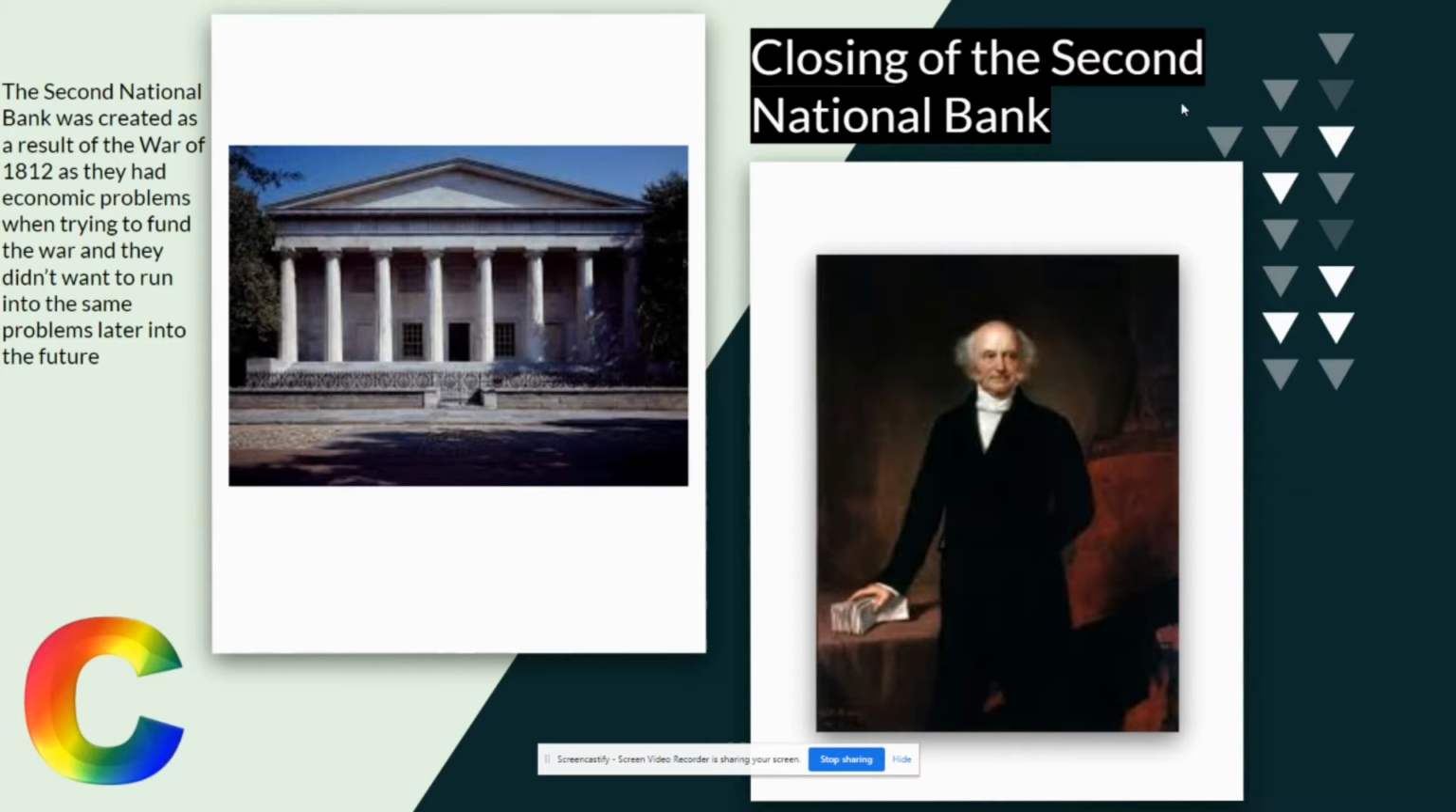And as a result of Jackson closing the bank, the country experienced many economic problems which could have easily been prevented. Also, wars that America participated in would leave the country in debt, which made the government's financial situation even more difficult. The Second National Bank helped the country and the economy more than it harmed it, which is why I gave Jackson a C on the closing of the Second National Bank.